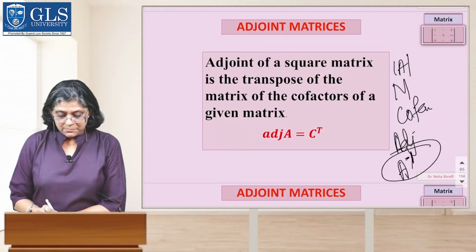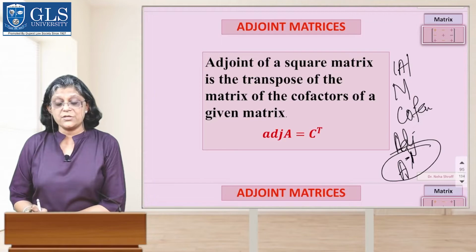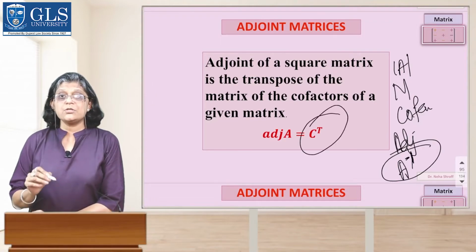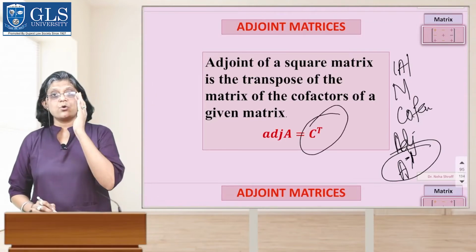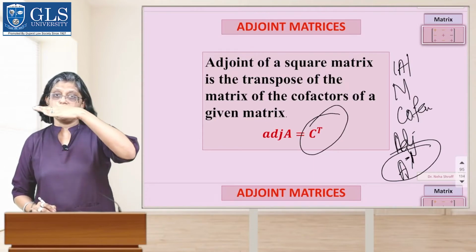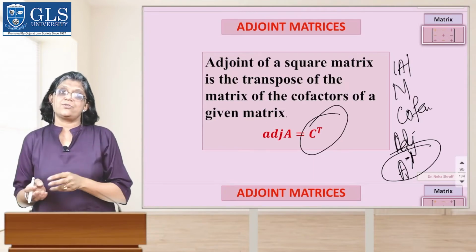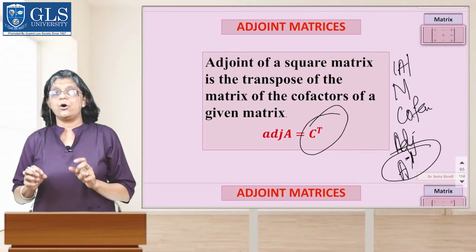So what is the adjoint of a matrix? It is just the transpose of the cofactor matrix. The cofactor matrix is like this, we transpose it, and the resultant matrix is called the adjoint of A.